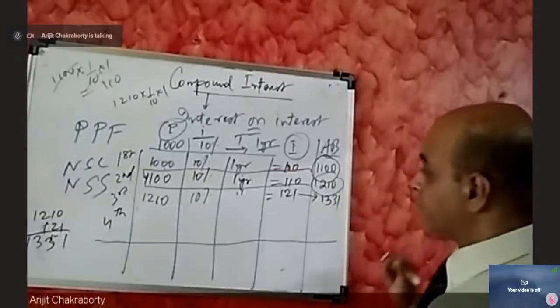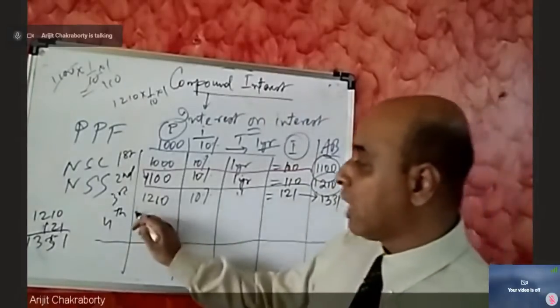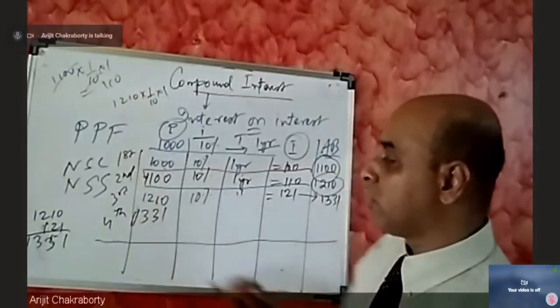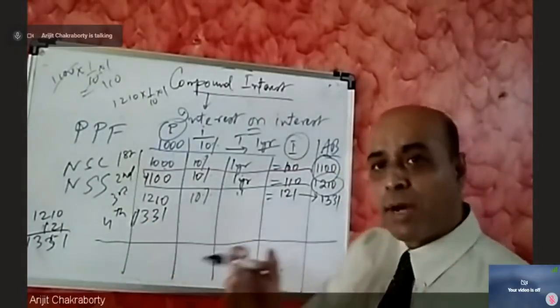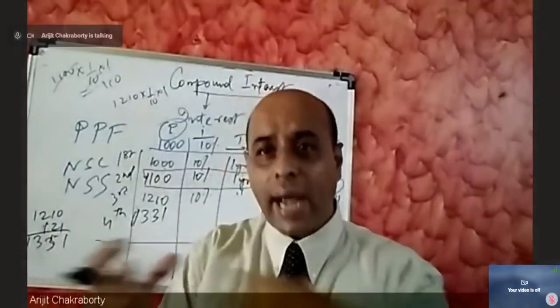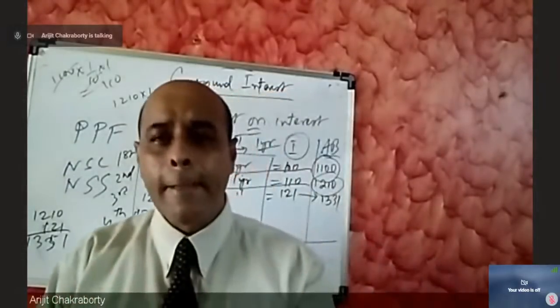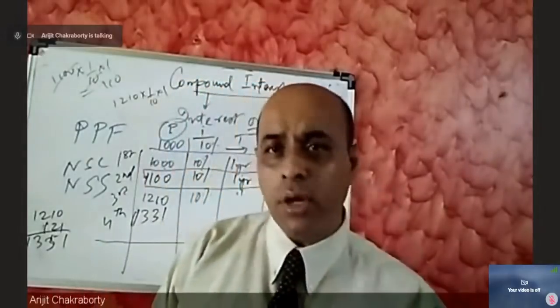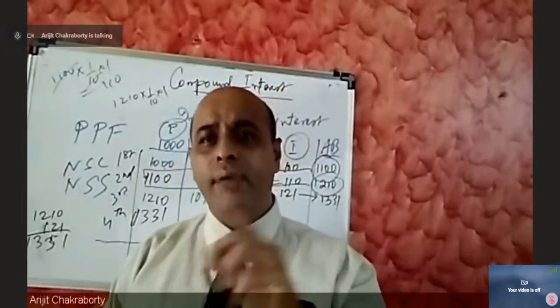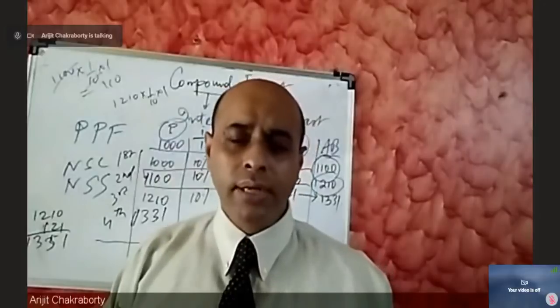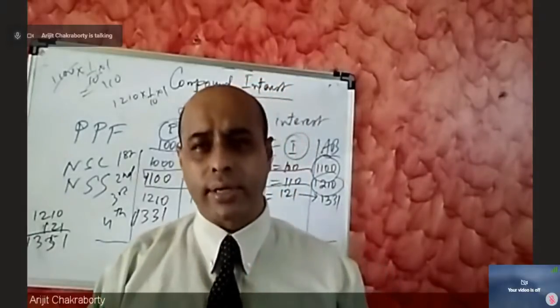1331. Okay. So at the end of 3 years, my accumulated balance becomes 1331. This 1331 now becomes my principal for the fourth year because the interest is getting added to the principal. Next year again, the interest is calculated both on the principal and the interest. That is why we say that compound interest means interest on interest.